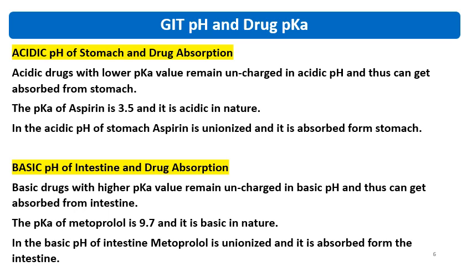Then consider the example of drug which is having pKa towards basic side, or the drugs which are basic in nature. Basic drugs with higher pKa value will remain uncharged in the basic pH and thus can get absorbed from the intestine. The pKa of metoprolol is 9.7 and thus it is basic in nature. In the basic pH of intestine, metoprolol is unionized and it will get absorbed from the intestine.